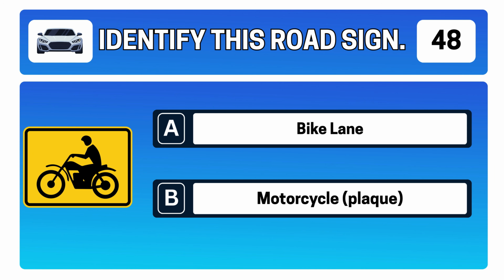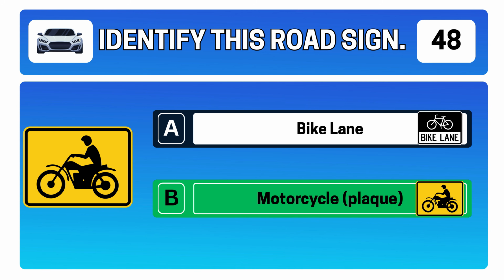Guess this road sign. A. Bike lane. B. Motorcycle, plaque. Excellent! It is the motorcycle, plaque sign.